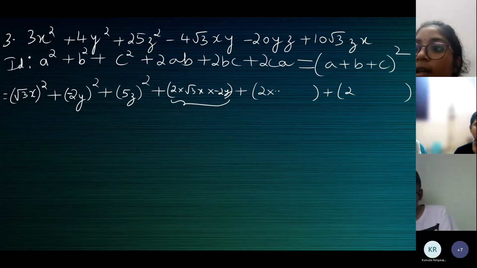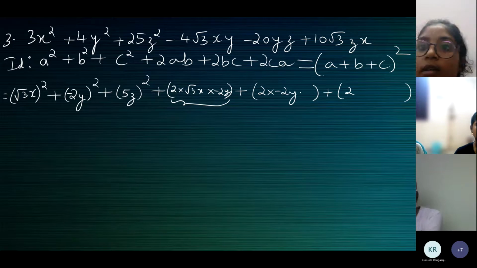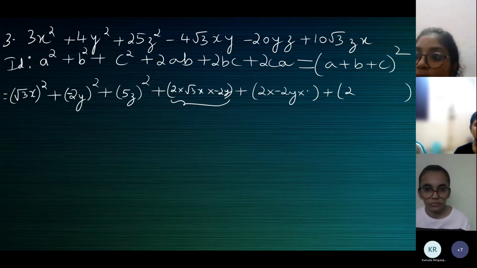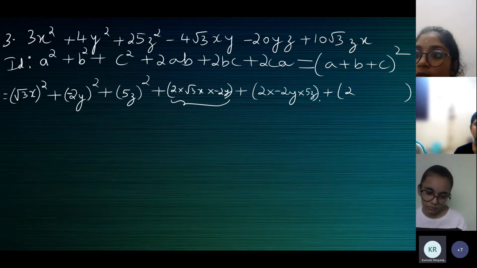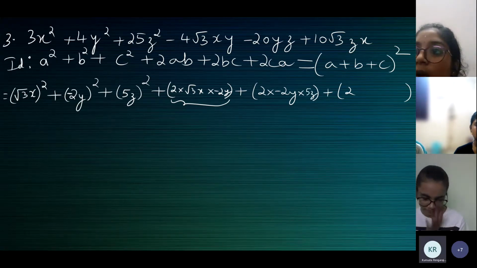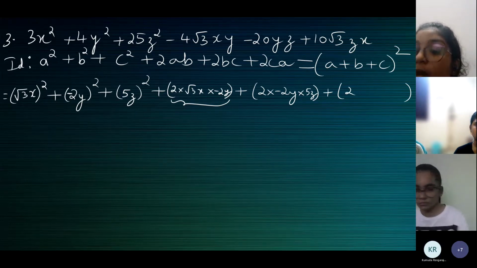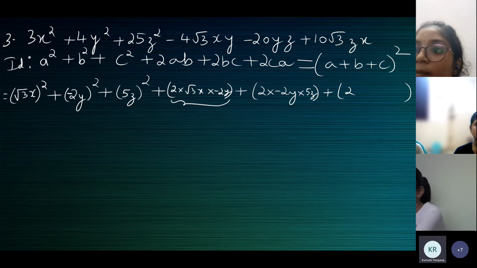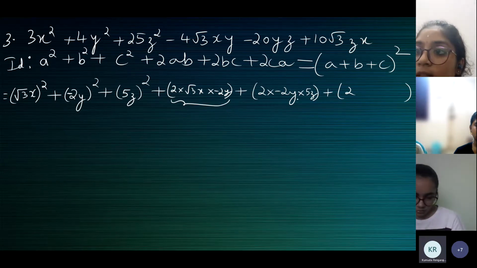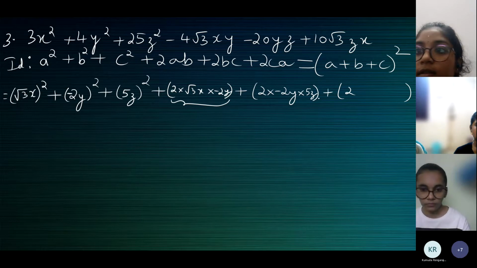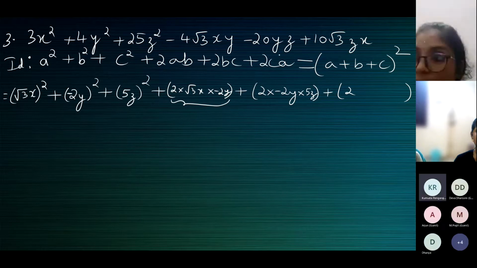Minus 2y into 5z. Find the product. What is 2 into minus 2? Minus 4. Minus 4 into 5? Minus 20. Minus 20yz. Can you see that term, minus 20yz?